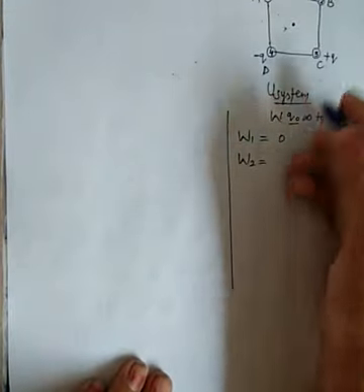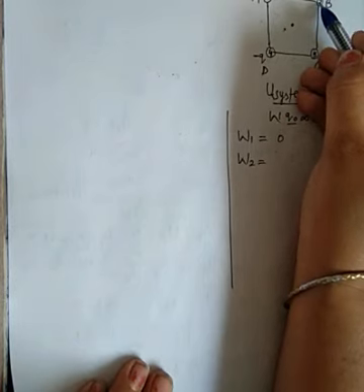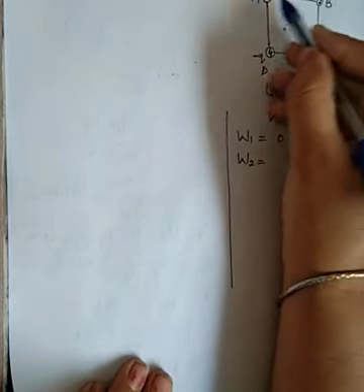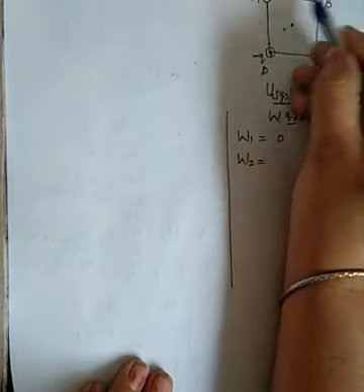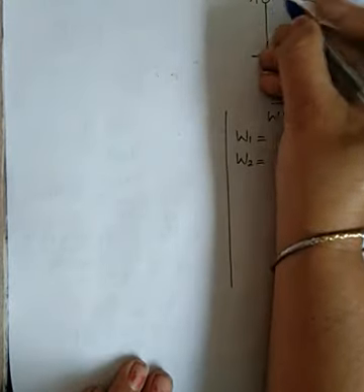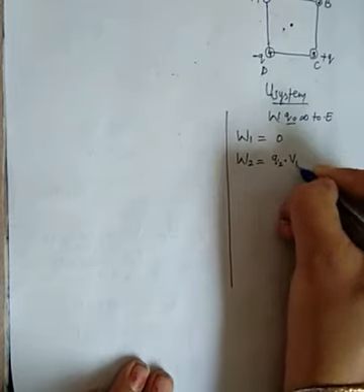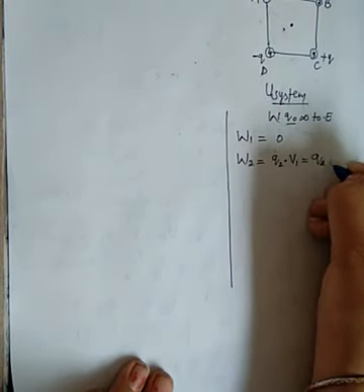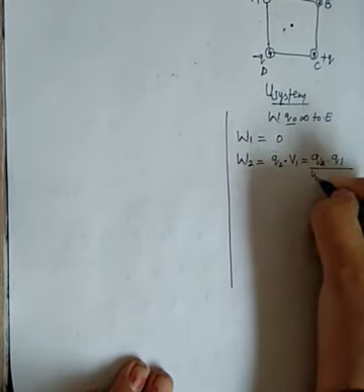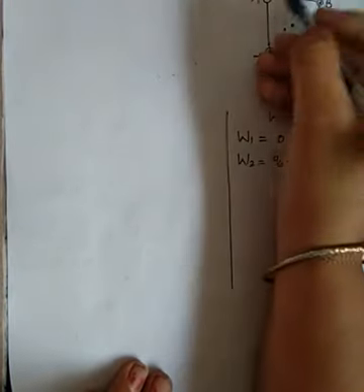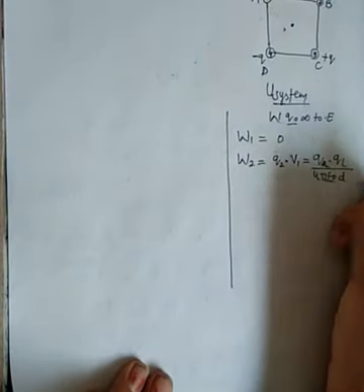Work done to bring the second charge, let this one be our second charge. The first charge is located here. We have to do work, which means there will be the second charge and the potential of the first charge. So what is the potential of the first charge? That is Q1 upon 4 pi epsilon naught, the separation, and the separation is D.